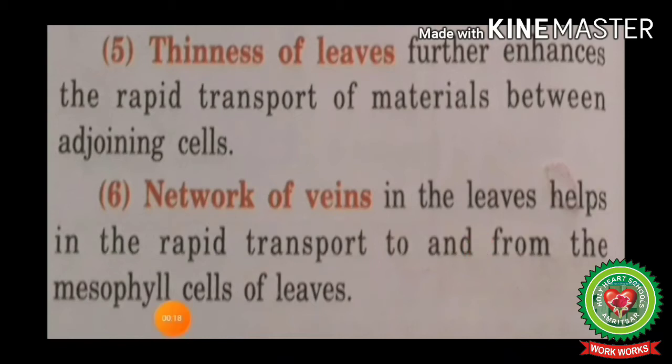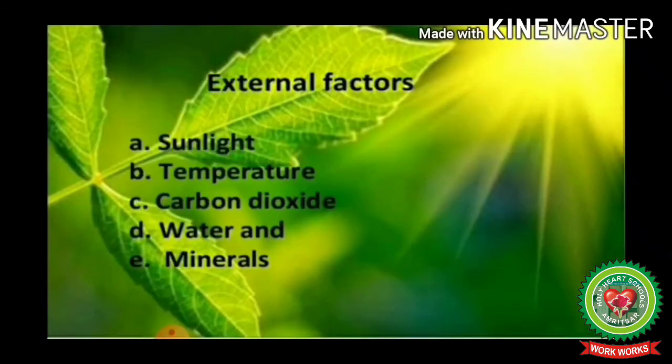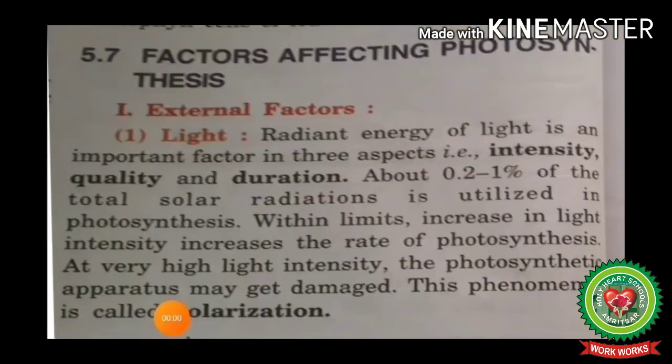The process of photosynthesis is affected by two types of factors, namely external factors and internal factors. External factors are sunlight, temperature, carbon dioxide, water, and minerals. Now let's discuss external factors as well as internal factors in detail. Factors affecting photosynthesis. External factors.